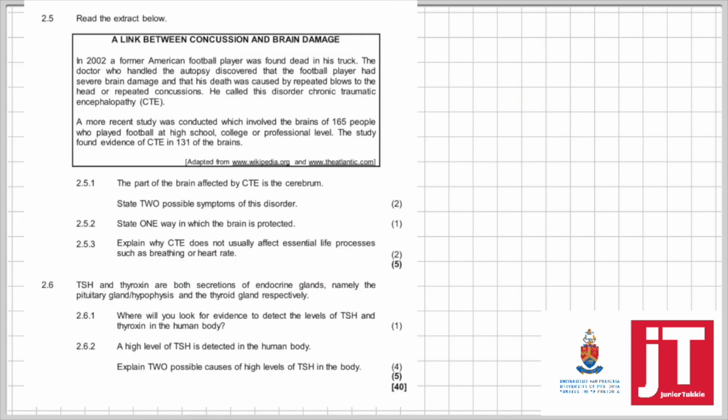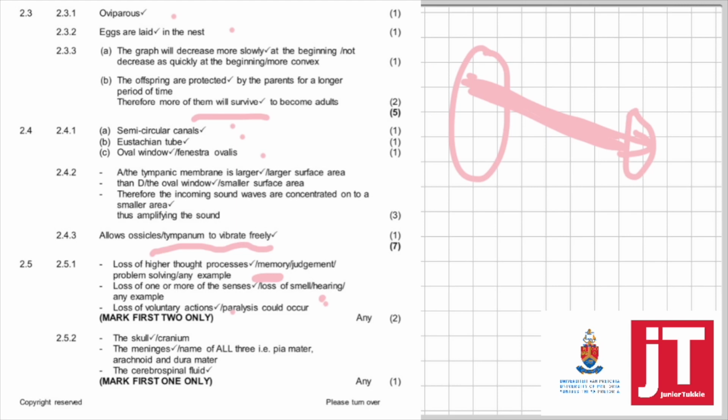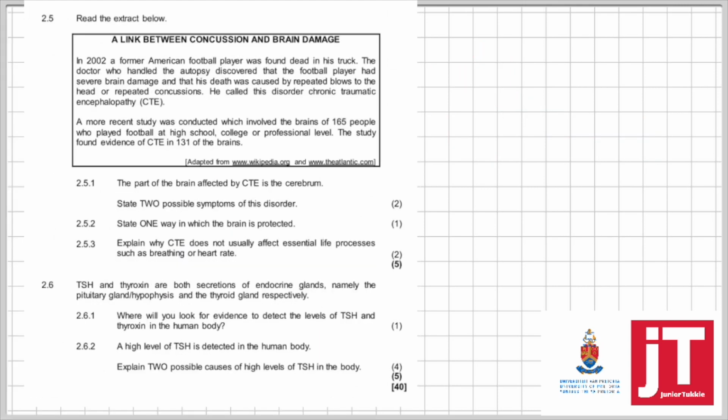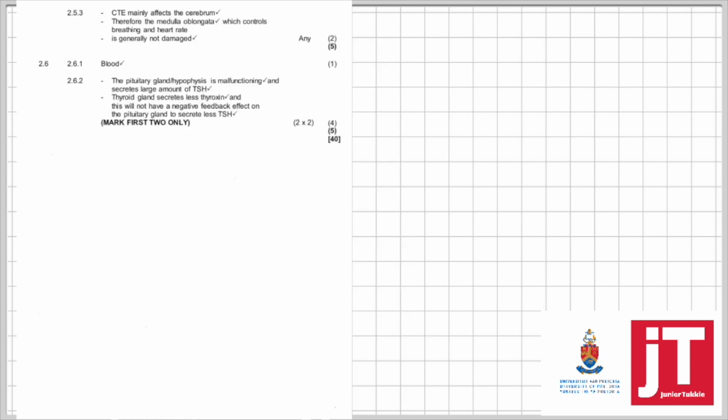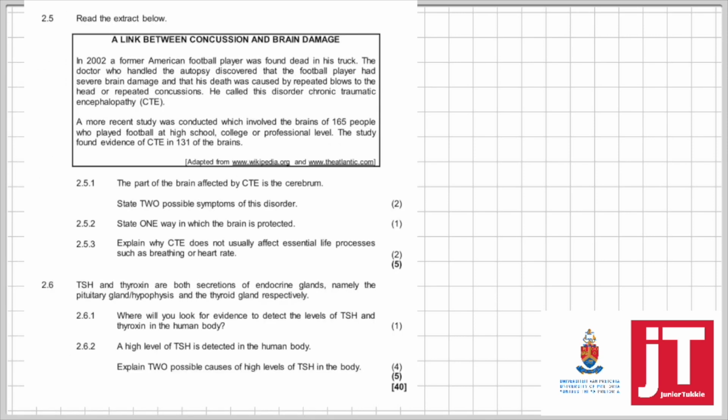Okay. One way in which the brain is protected, that's easy. You could have said the meninges, the skull, the cerebrospinal fluid, whichever one you remember first. Okay. 2.5.3. Why CTE does not usually affect essential life processes such as breathing or the heart rate. That you should know. CTE affects the cerebrum, but you should know breathing and heart rate is controlled by the medulla oblongata, and the medulla oblongata is not damaged by a concussion. Okay, that was not too bad.